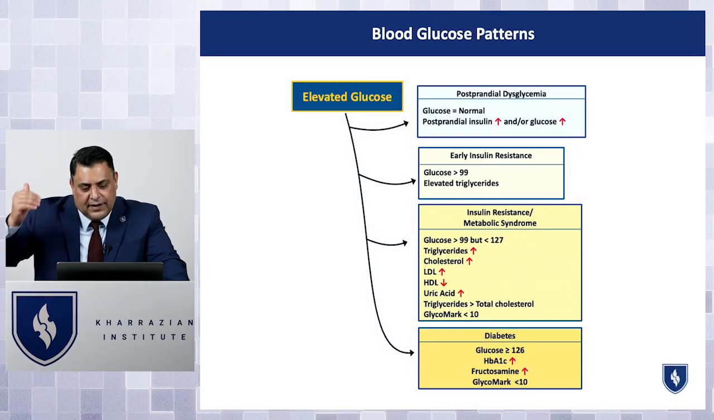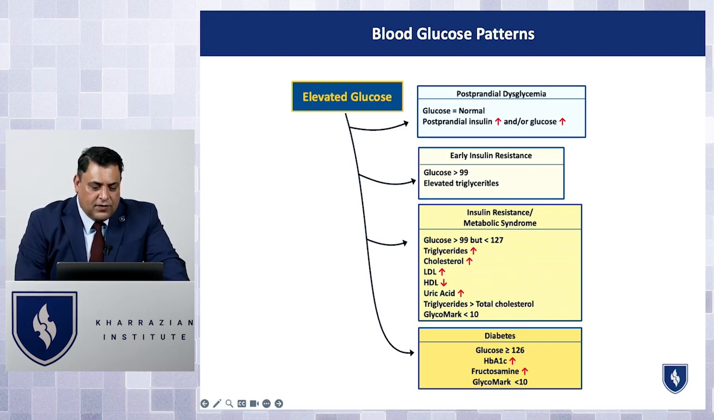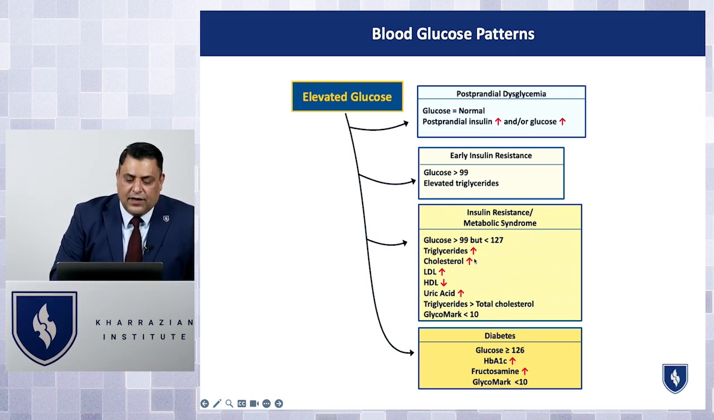And then as people start to get into early patterns of insulin resistance, you'll start to see their glucose above 100, start to see their triglycerides high. And then as they get into metabolic syndrome, that's when they start to have glucose that's elevated but not in the diabetic range yet. Their triglycerides are high, the lipid panel goes the wrong way, total cholesterol, LDL go up, HDL goes down, the uric acid may even go up, their triglycerides are definitely higher than total cholesterol. They eventually get to diabetes.